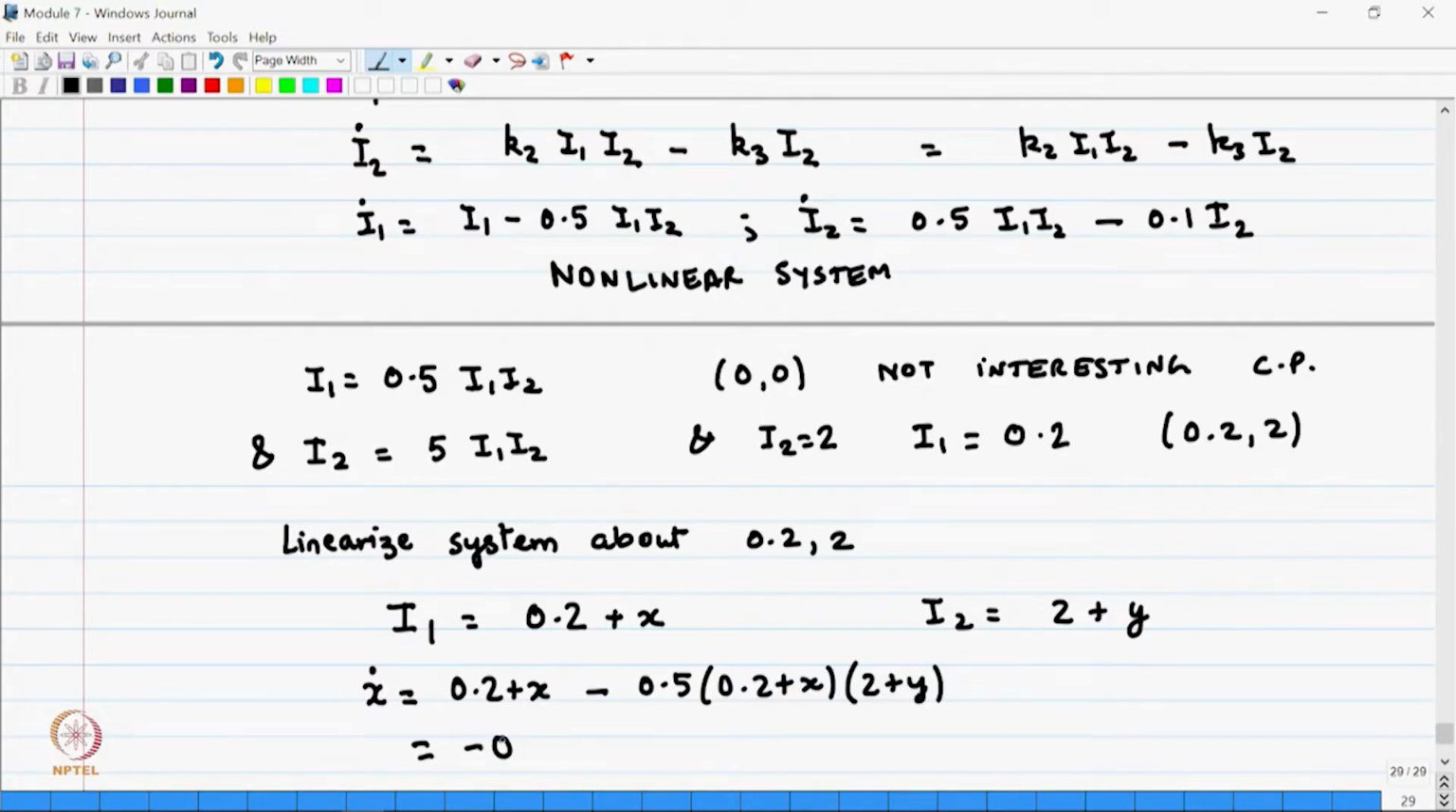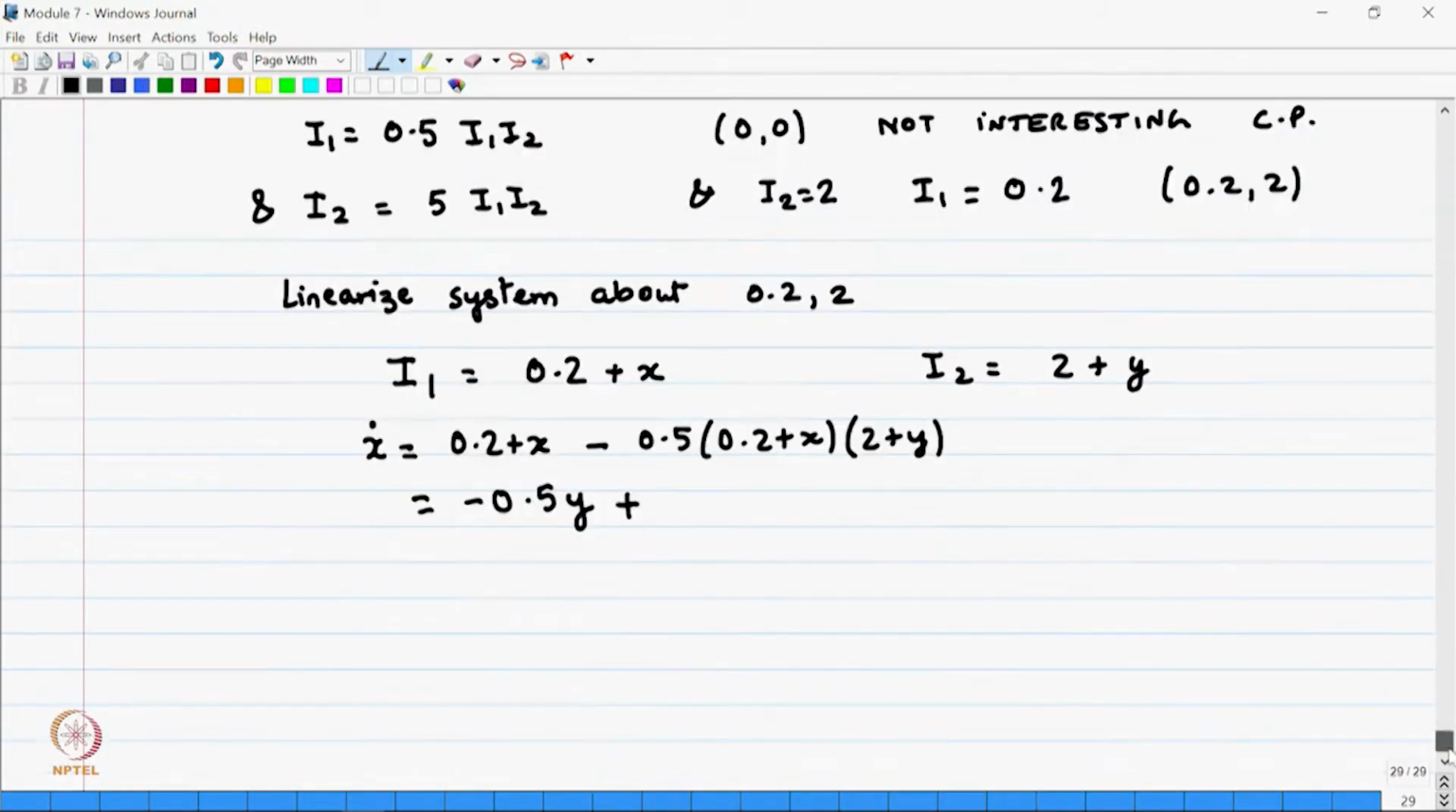So you will have minus 0.5 y plus the xy term, which is nonlinear, plus nonlinear term. And y dot is equal to, so if you write for y dot, what you will get is, sorry, not 0.5 y, for 0.5 into 0.2 into y. So that is 0.1 y.